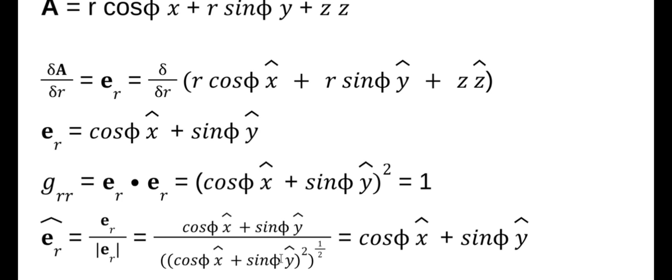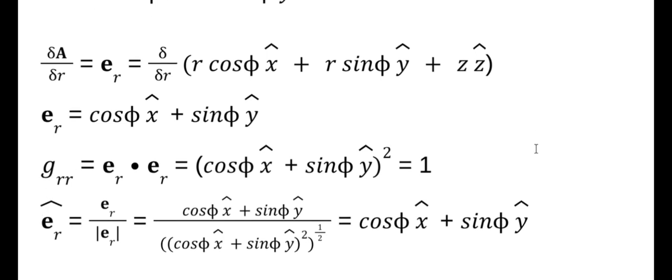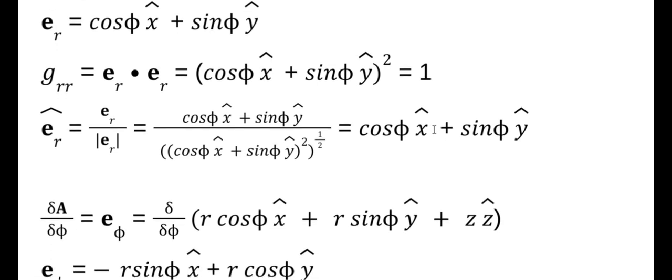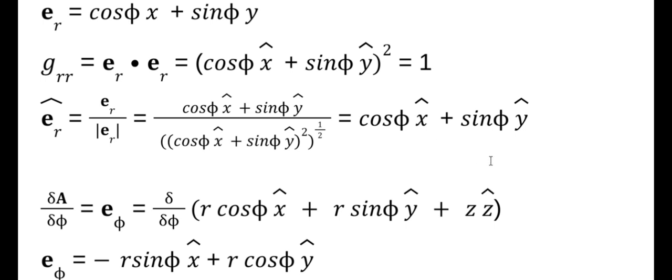And this is just 1, so 1 squared is 1, and the square root of 1 is 1. So the e_r hat basis vector is the same as e_r. Okay? Now we've got to do e_theta, which is the exact same thing. We take the partial derivative of this with respect to, I keep saying theta, I mean phi. I'm sorry. All right, and we get this.